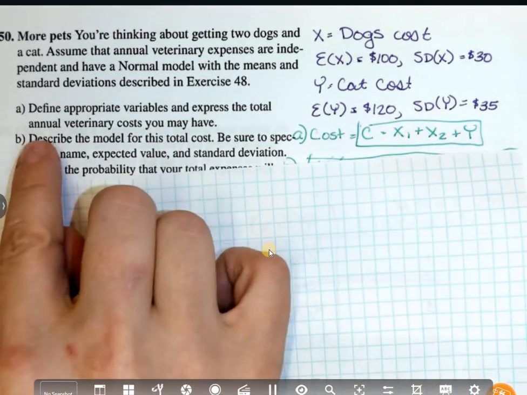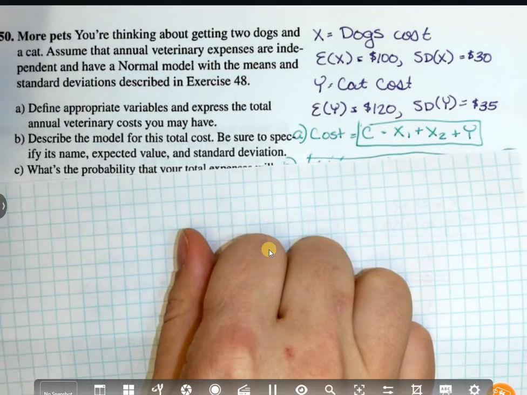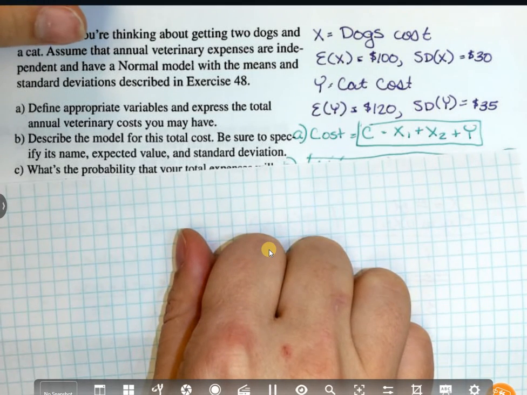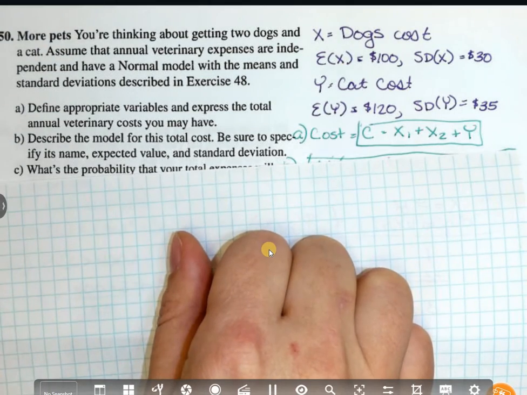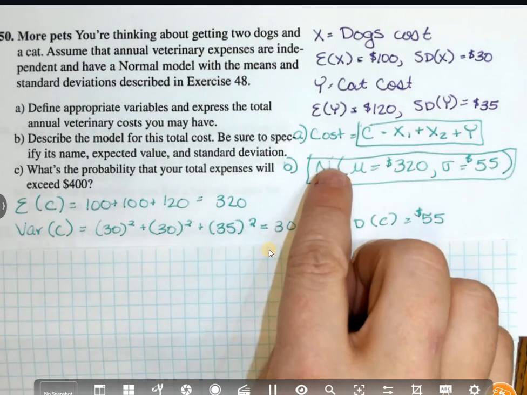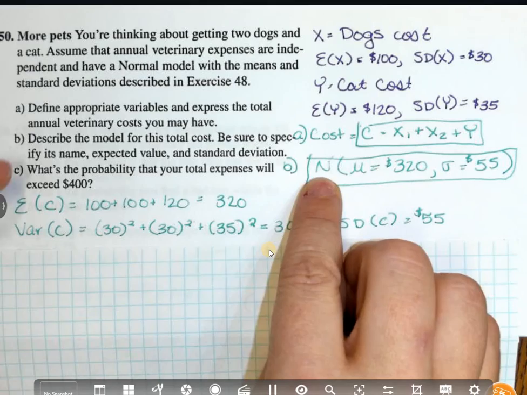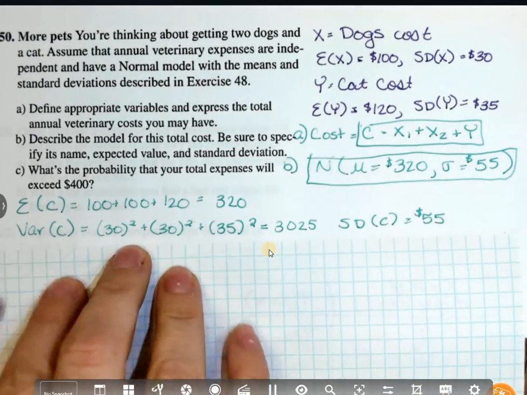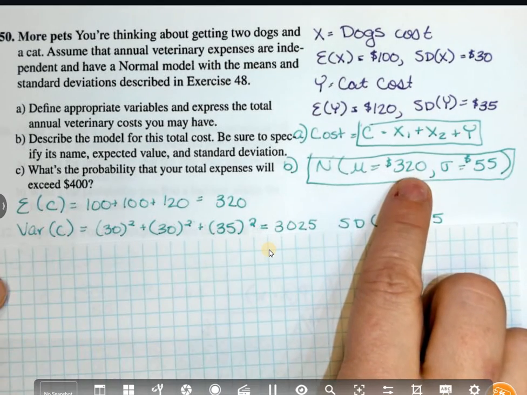Now, when I ask you to describe a model, ignore this context. When I'm talking about describe a model, what does that include? Shape, center, spread. What is the general shape for this? The normal model. So when we talk about shape, center, spread, this satisfies everything. The shape is the normal model. I calculated my expected value and I got 320. So my center is $320.